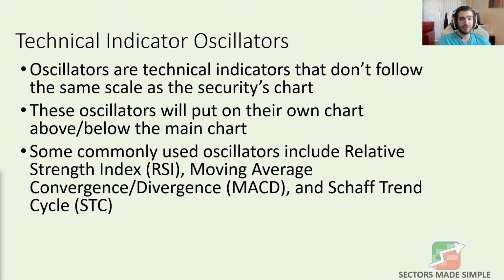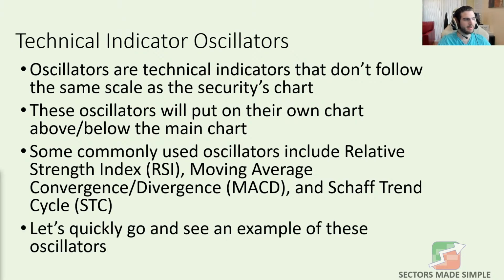Some commonly used oscillators include relative strength index, or RSI, moving average convergence and divergence, MACD, which centers around 0, relative strength index is a 0 to 100%, and Schaff Trend Cycle, STC, which is also going to be a 0 to 100%. Let's go and take a look at a couple of these oscillators, shall we?